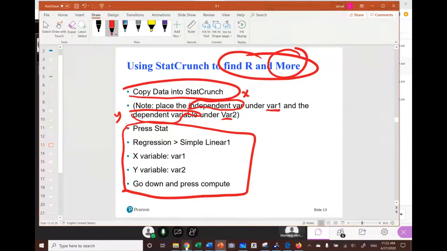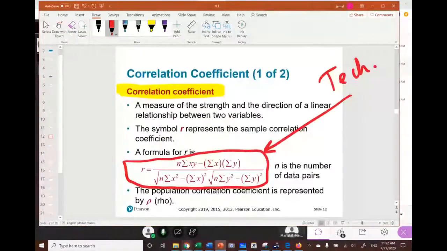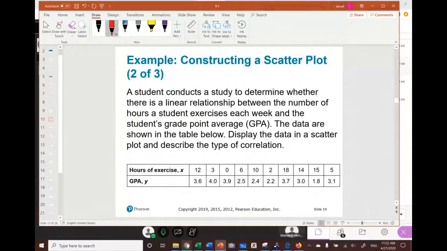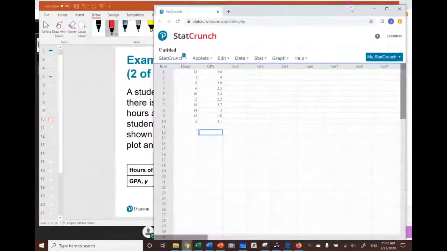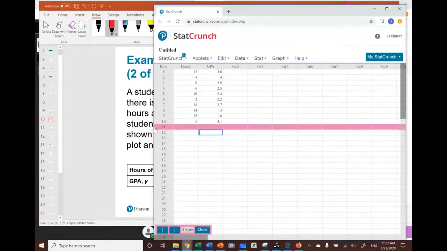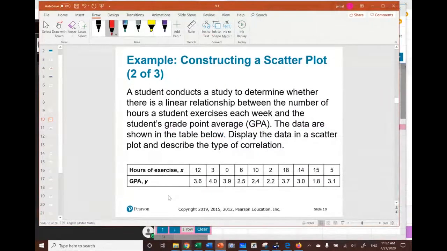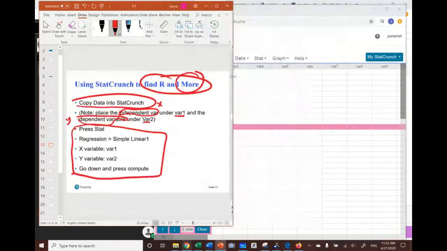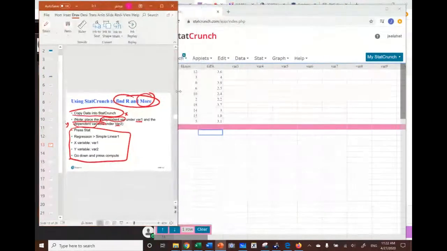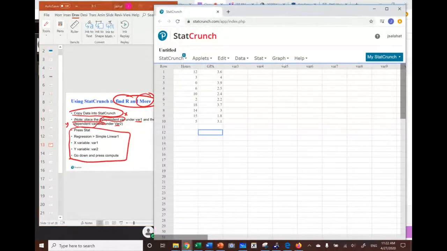So let me show you this example we just mentioned here. This example about hours of study, or I'm sorry, hours of workout or exercise and GPA. I put this data already into StatCrunch because I don't want to take too much time doing that. So I put my data into StatCrunch, and let me go back to the instructions, and I'll show you side by side in here how we do this. Now, again, after you put the data into StatCrunch, you're going to follow those commands.